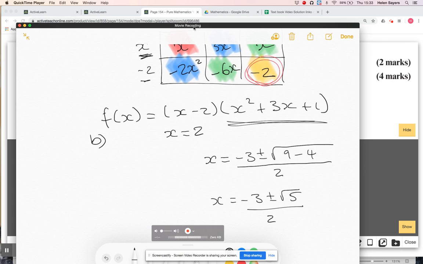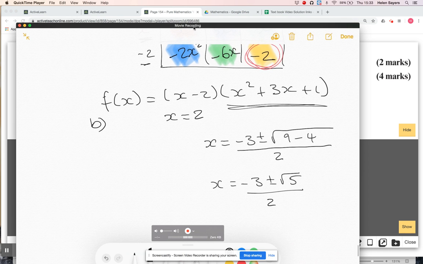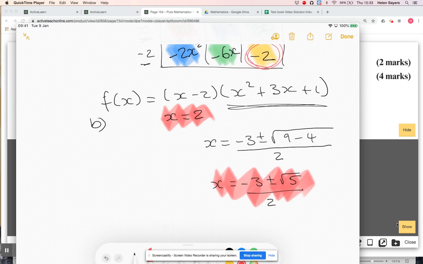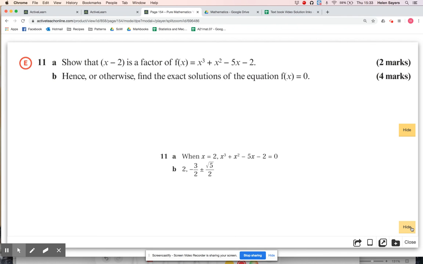So as I said, your clue was the fact it said exact solutions. So as soon as it says exact solutions, we're expecting surds or something like that. Okay, so I've got 3 solutions there. Let's just double check. Minus 3 over 2 plus or minus root 5 over 2, and x is 2. Yep, we're good.